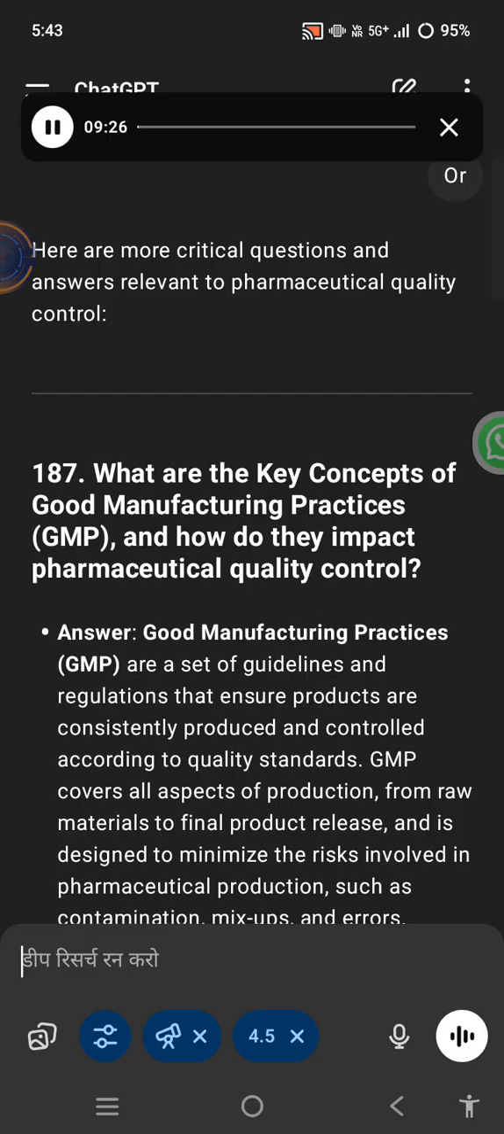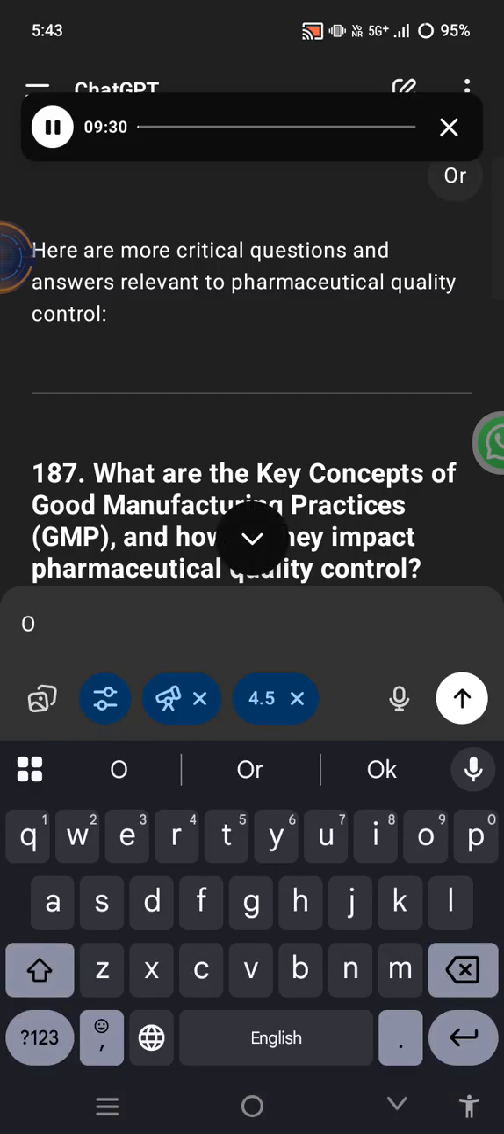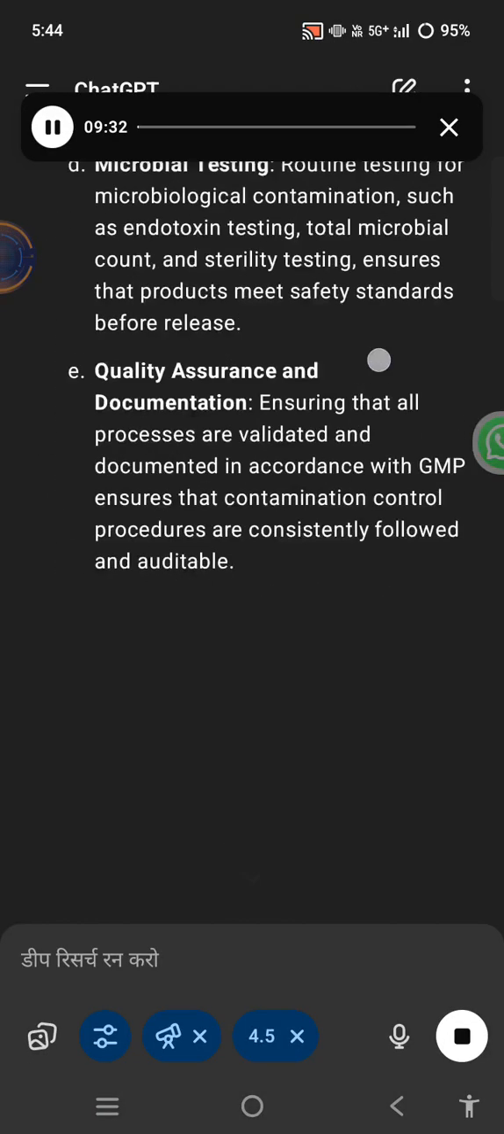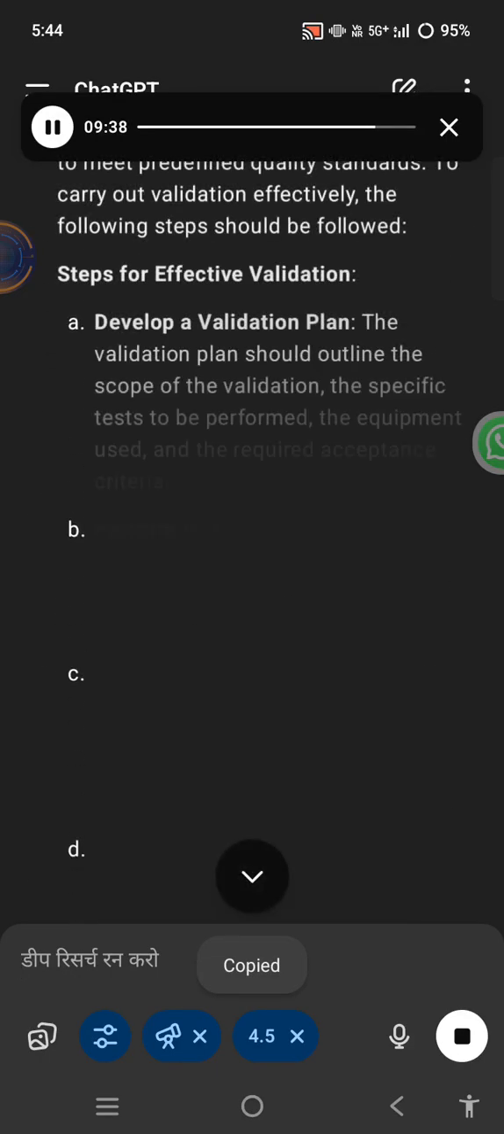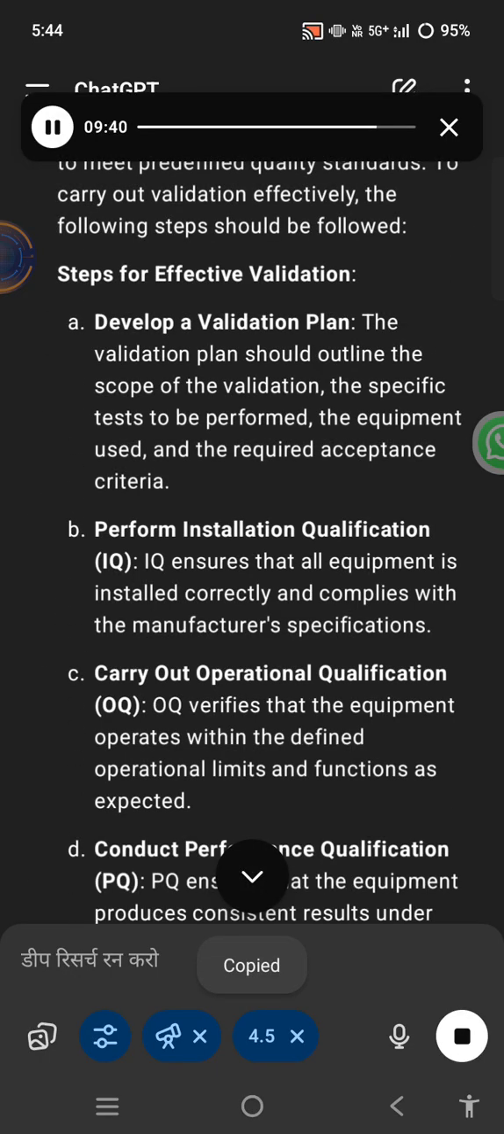Explain the importance of analytical method validation in the pharmaceutical industry. Answer. Analytical method validation is a critical process that ensures the reliability, accuracy, and reproducibility of analytical testing methods used to assess the quality of pharmaceutical products. This process verifies that the methods used for testing meet the required criteria for their intended purpose.